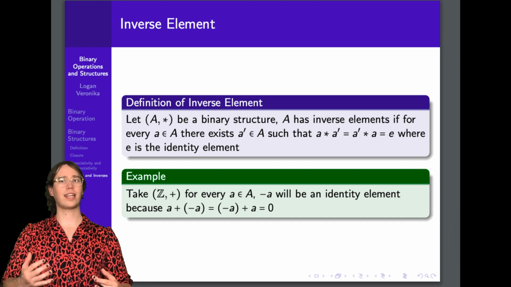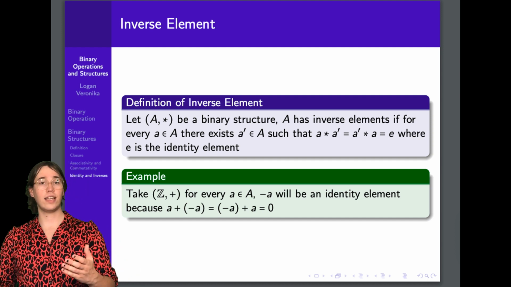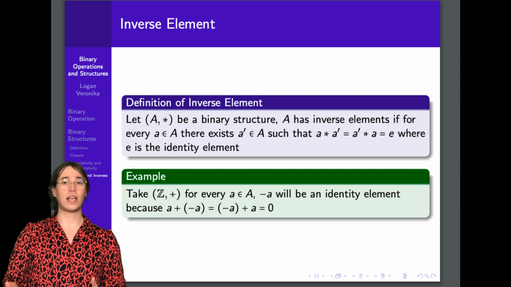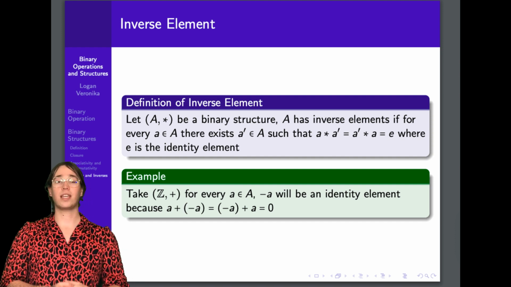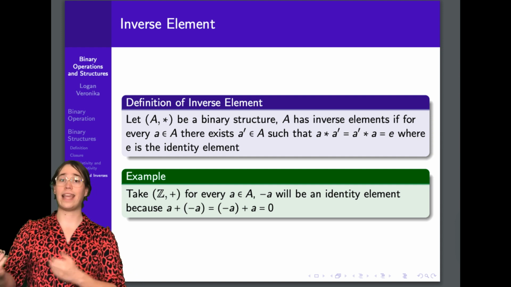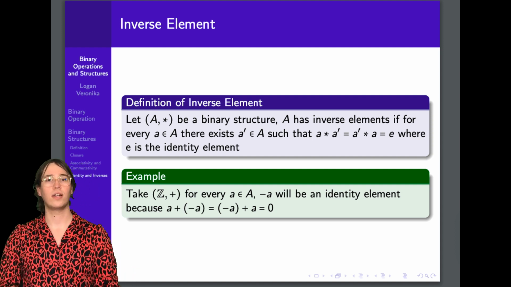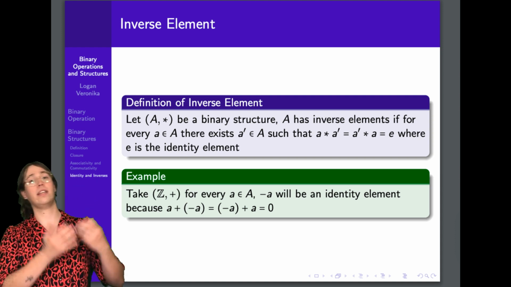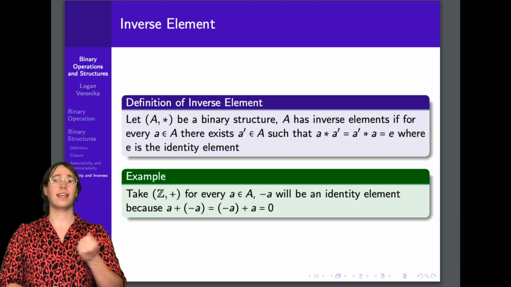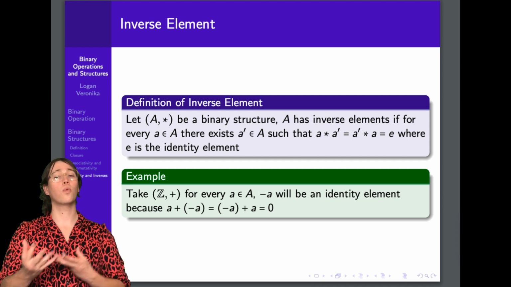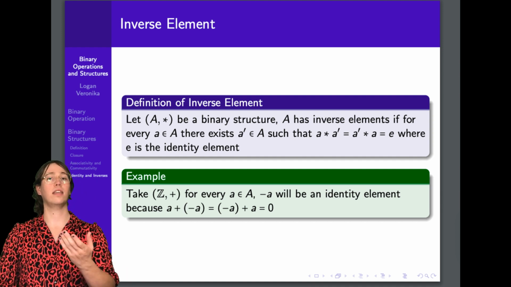So let's look at an example. The integers under addition will have inverse elements, my apologies, because a plus negative a is equal to negative a plus a, which equals 0. So we look at the element 3. Well, 3 plus negative 3 equals 0. So the inverse of 3 would be negative 3 in the integers.